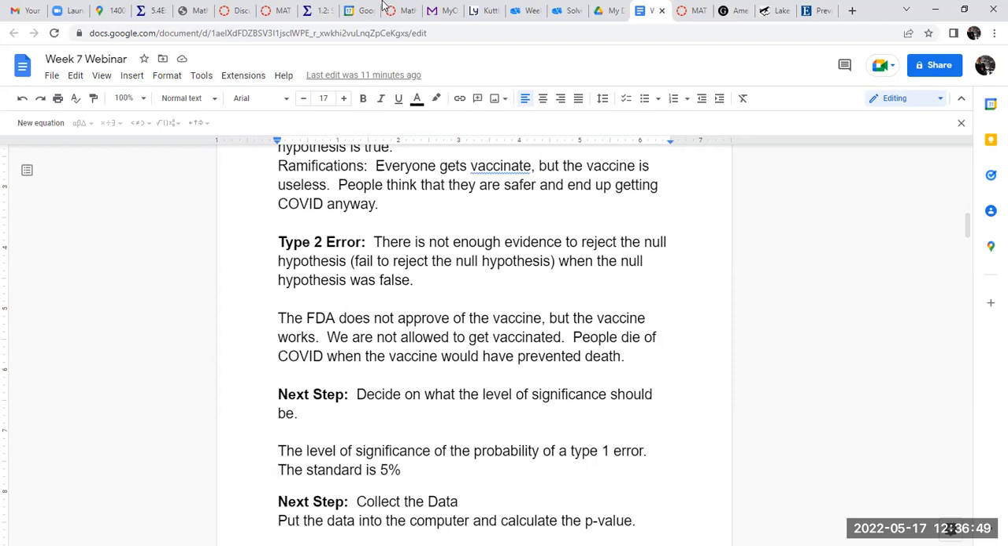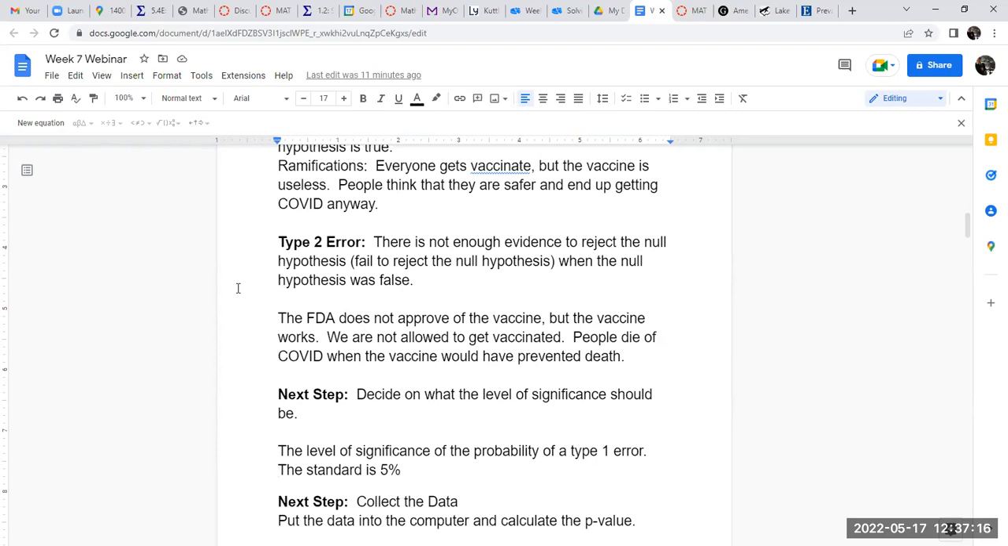Okay. On the other hand, if the type 2 error is worse than a type 1 error, then you can use 10%. Because it's a give and take. If you make the type 1 error a smaller probability, then you make the type 2 error a larger probability, and vice versa. So that's the give and take.